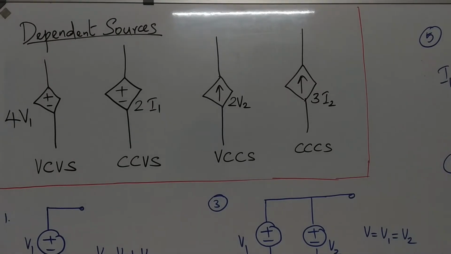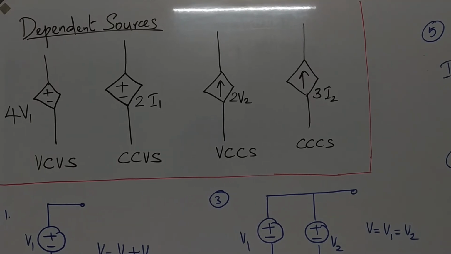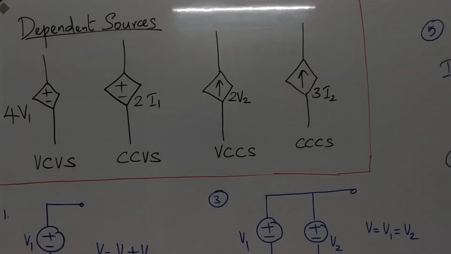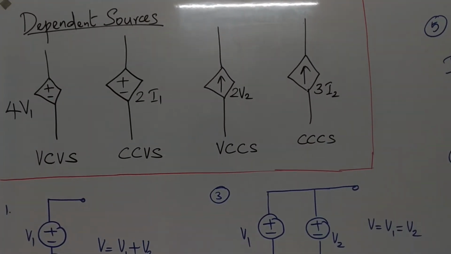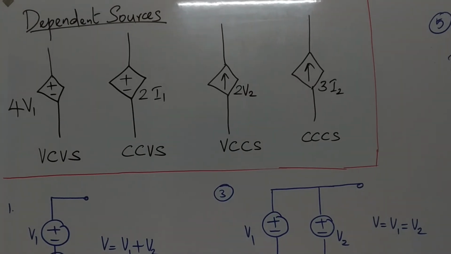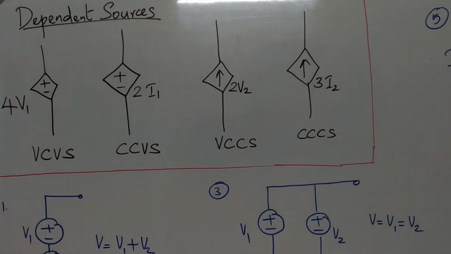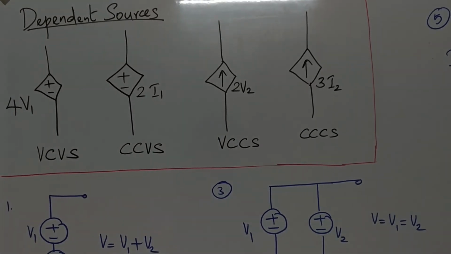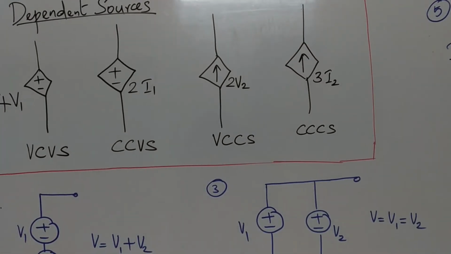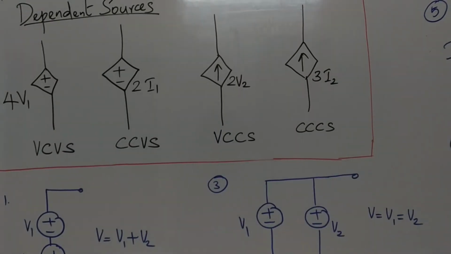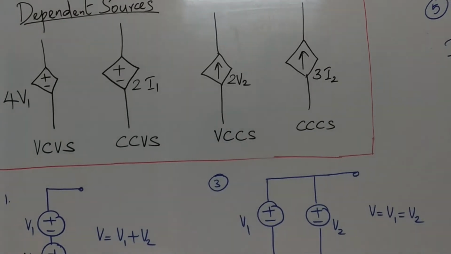Next we will see the dependent sources. As said earlier, dependent sources doesn't have a fixed value, or it doesn't provide a fixed value of voltage or fixed value of current. Instead, the value it provides depend upon some circuit parameters. Now here I have shown 4 different types of dependent circuits. Dependent circuits are notated using a diamond shape. Within that, if I am writing it as plus minus, it means it's a voltage source, and if it is an upward or downward arrow, it is a dependent current source.